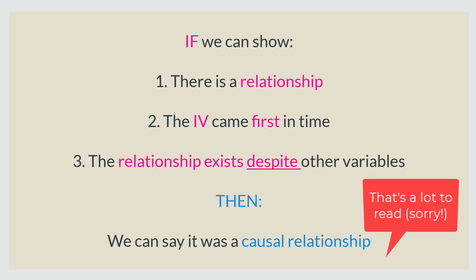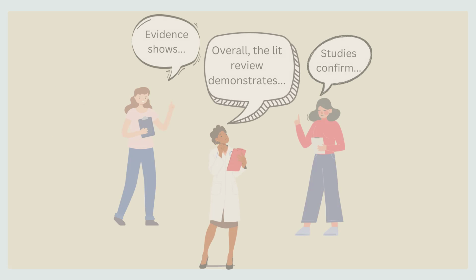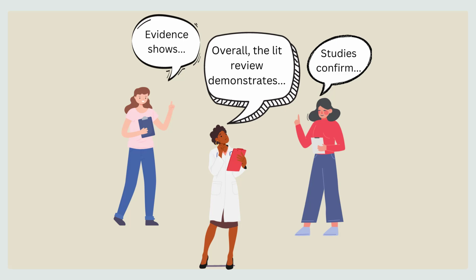And if we can do that, if we can show that the relationship is not spurious, then we have a causal relationship. But showing all three of these criteria is very difficult, which is why in research we often don't use the word cause. We'll say there's a lot of evidence for this relationship, and use other similar phrasing.